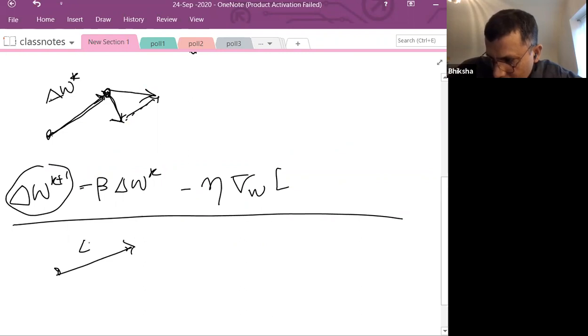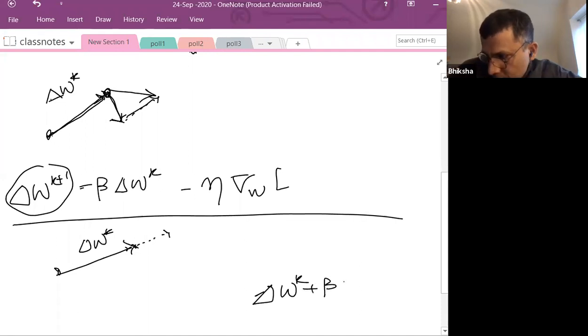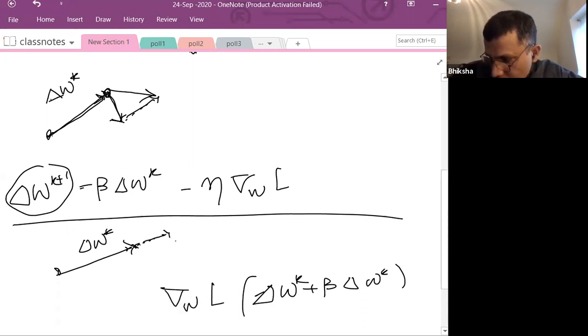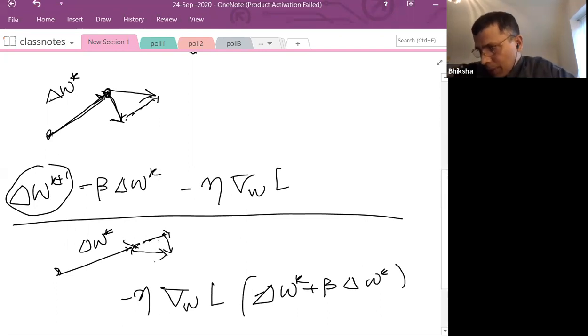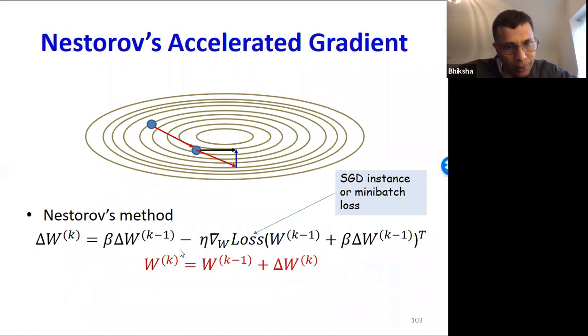If this was delta WK, then you extended delta WK to a new point. So you got delta WK plus some beta times delta WK. So you sort of extended it. You computed the derivative of the loss at this point, and then you took a step size against that derivative, minus eta, and the actual final step ended up being this guy over here.